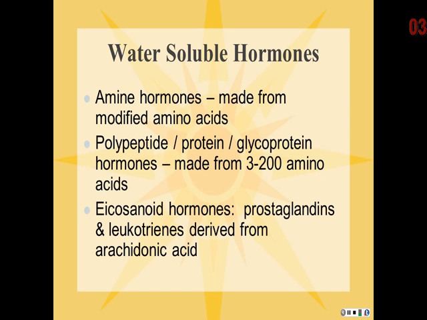The water-soluble hormones include the amines, which are made from modified amino acids. They also include the polypeptide, protein, and glycoprotein hormones composed of 3 to 200 amino acids. The eicosanoid hormones are the prostaglandins and leukotrienes. These are derived from arachidonic acid and influenced by the levels of omega-3 versus omega-6 fatty acids and are involved with inflammation and immune functions.